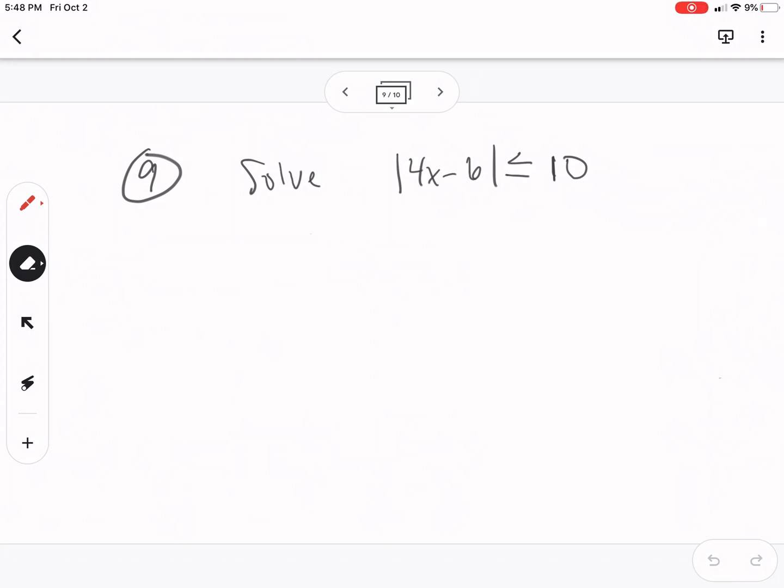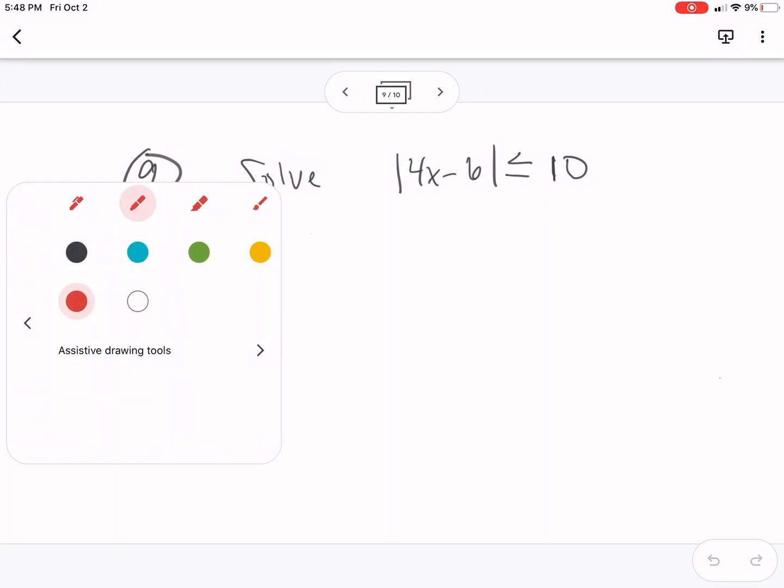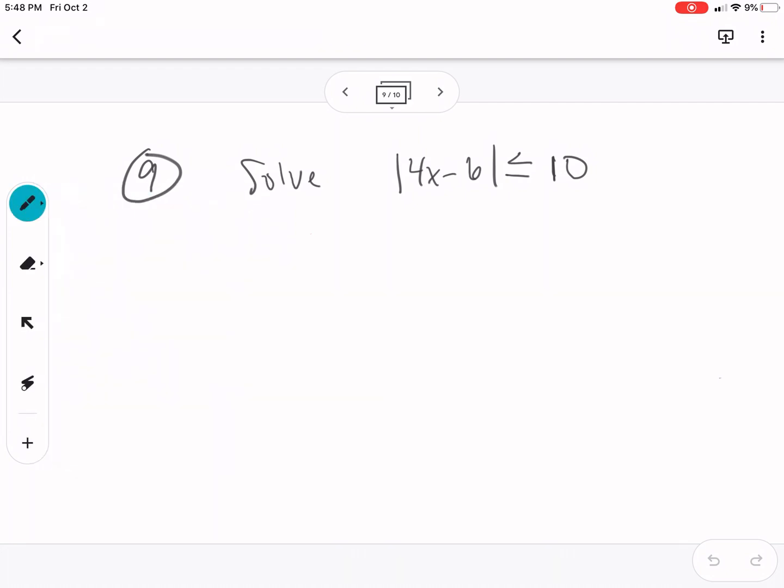The last topics that we covered were compound inequalities and absolute value inequalities. So here I have an absolute value inequality. Since my absolute value is already by itself, I look at my symbol. This is a less than symbol. Remember, if it's less than, it's an and problem.